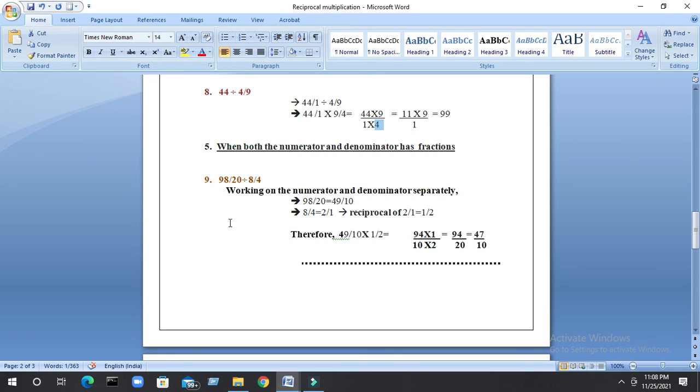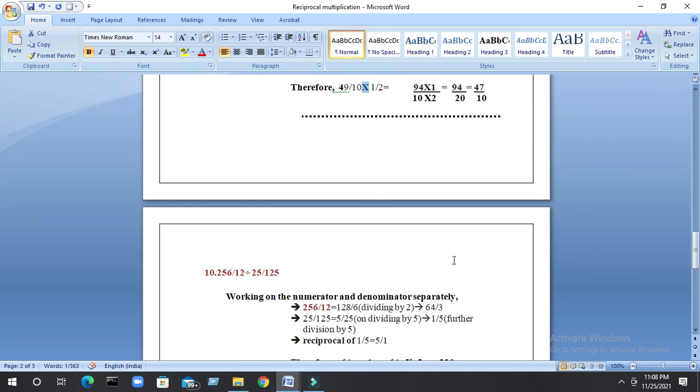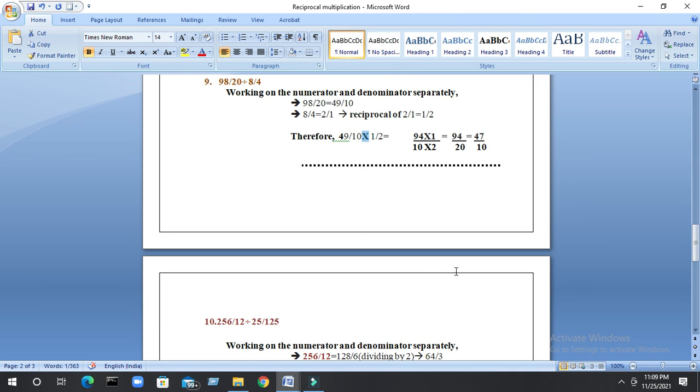So, therefore, the earlier 98 by 20 turned out to be 49 by 10. Instead of division, because I am taking the multiplicative inverse, it became multiplication. So, instead of 2 by 1, it became 1 by 2. Now, multiplying the numerator separately, 49 into 1. Next, 10 into 2, which is 49 by 20. Hope you guys understood the 9th one. Let's move to the 10th one here.